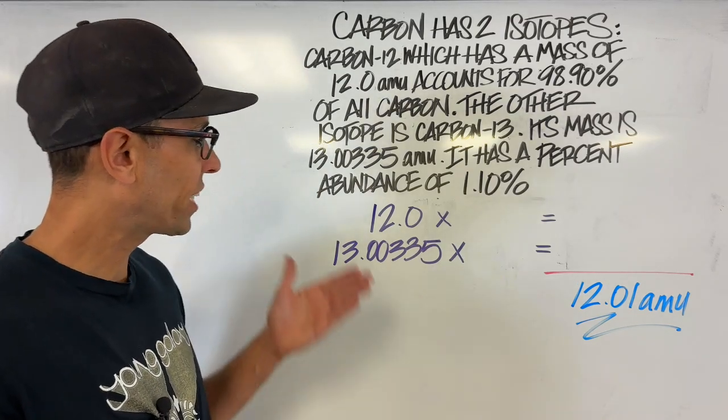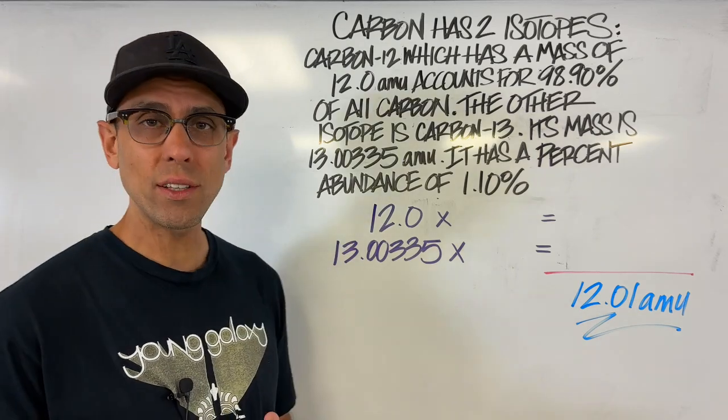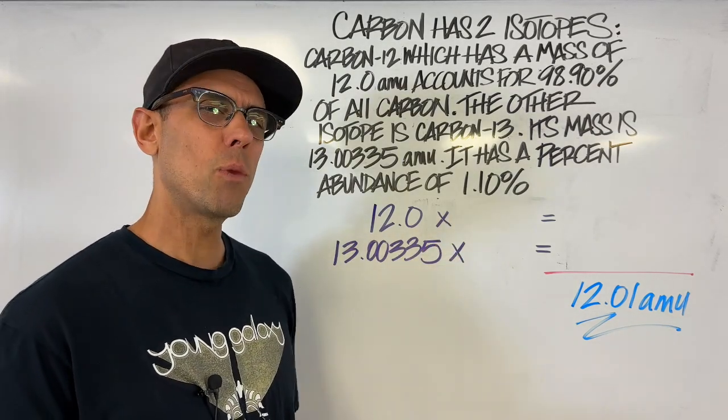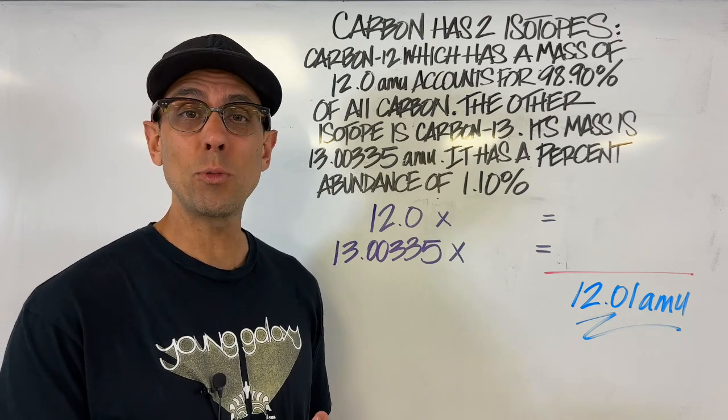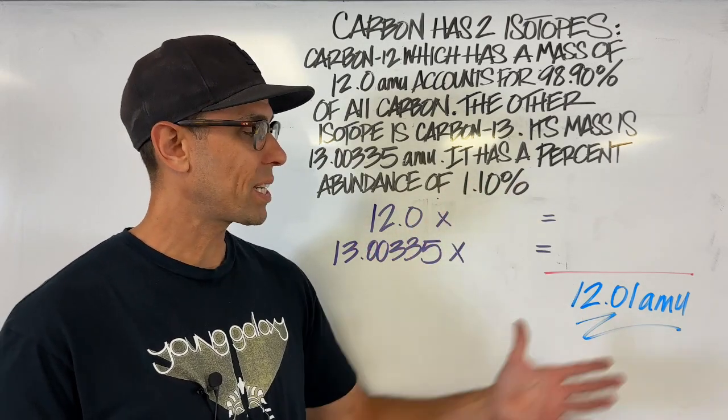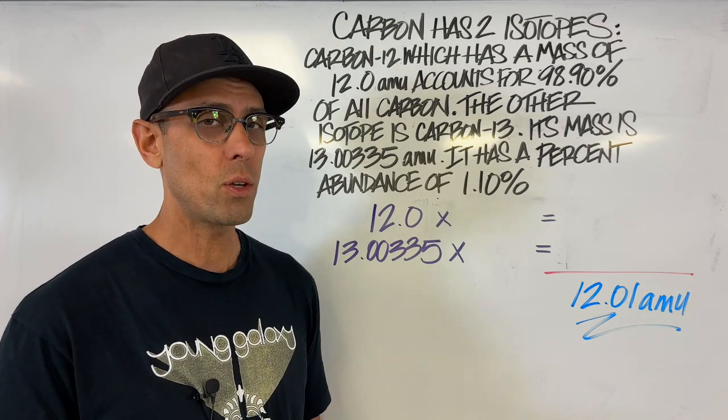Now, how are you going to do this problem? Well, similarly, you're going to need to take the masses of the 2 isotopes, as we saw with the hydrogen example. But what are you going to need to multiply each of those masses by? And then finally, when you get those answers, what do you do with them to get 12.01 AMUs?